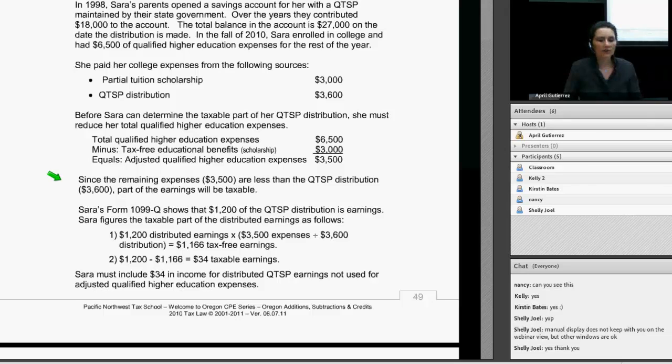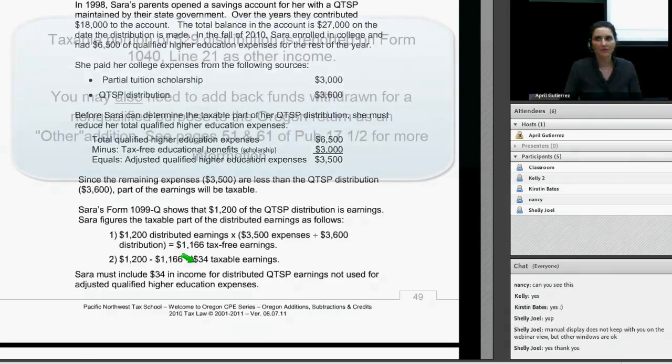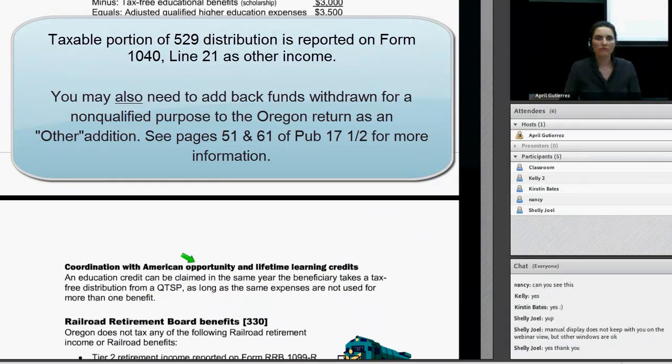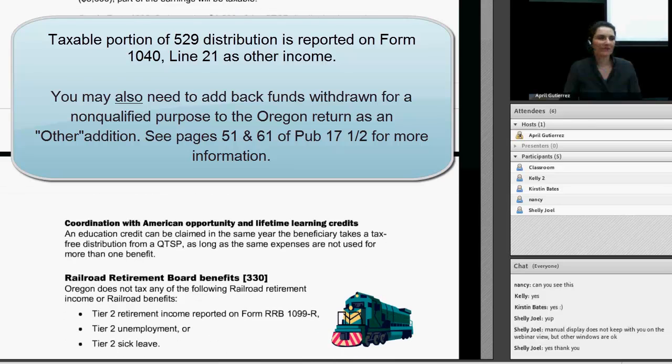Sarah's Form 1099-Q shows that $1,200 of the QTSP distribution is earnings. She takes $3,600 out, and of the $3,600 she takes out $1,200 as income. So it's about 30% income. So she figures it as follows. She takes that $1,200 of distributed earnings, multiplies that by the $3,500 of expenses that are divided into the $3,600 of distribution. And that gives her $1,166 of earnings that are tax-free. But she's not done. She's going to subtract that number from the total earnings to finally arrive at a teeny tiny number, $34, that is actually taxable. And where would that go? Yes, it's other income on Form 1040.